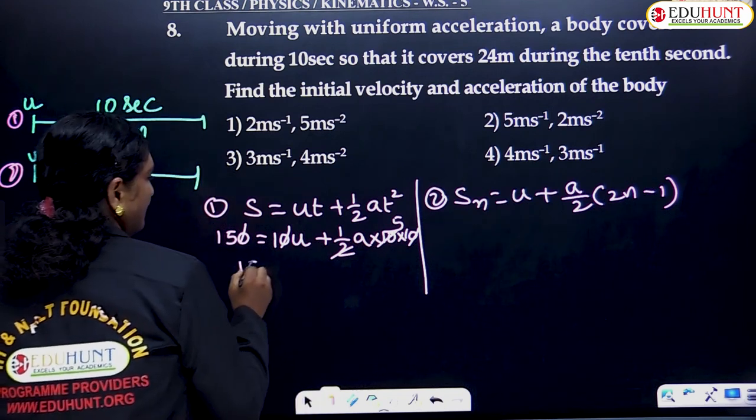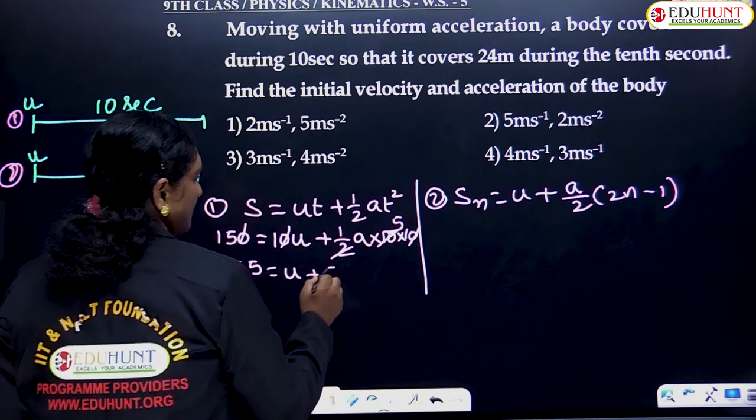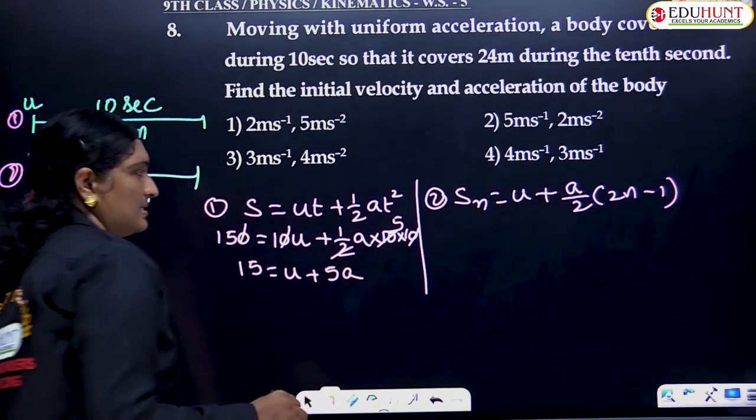Let us cancel the zeros, and this 2 goes up by 5 times. Now the equation is 15 equals u plus 5a. Let this be the first equation.